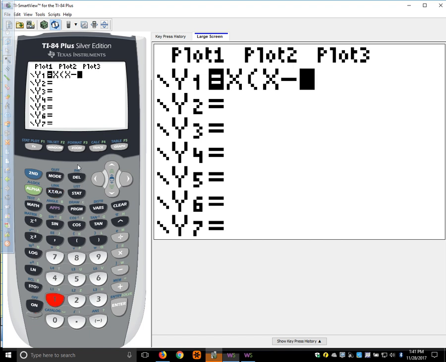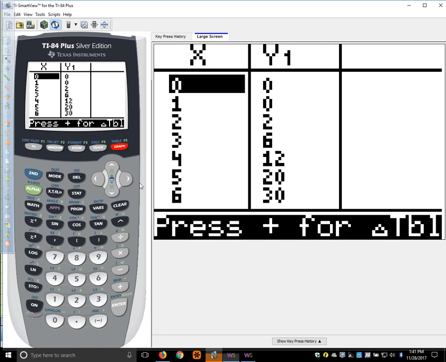So I'm just going to put in my y equals x times x minus 1, and then I'm going to go to my table. There's the first term. There's the second term. There's the third term. There's the fourth term. There's the fifth term, etc., etc. So you can look at all the terms in your table. So your calculator will calculate out your terms.